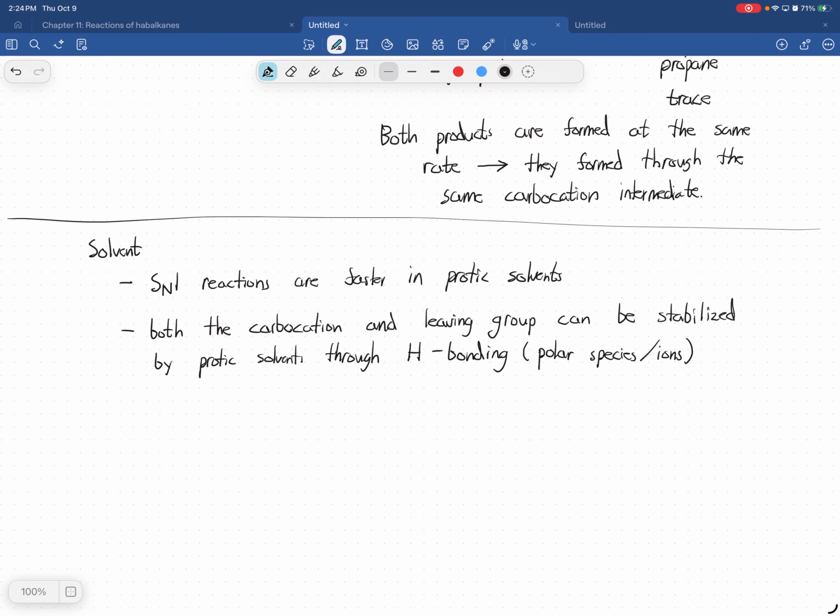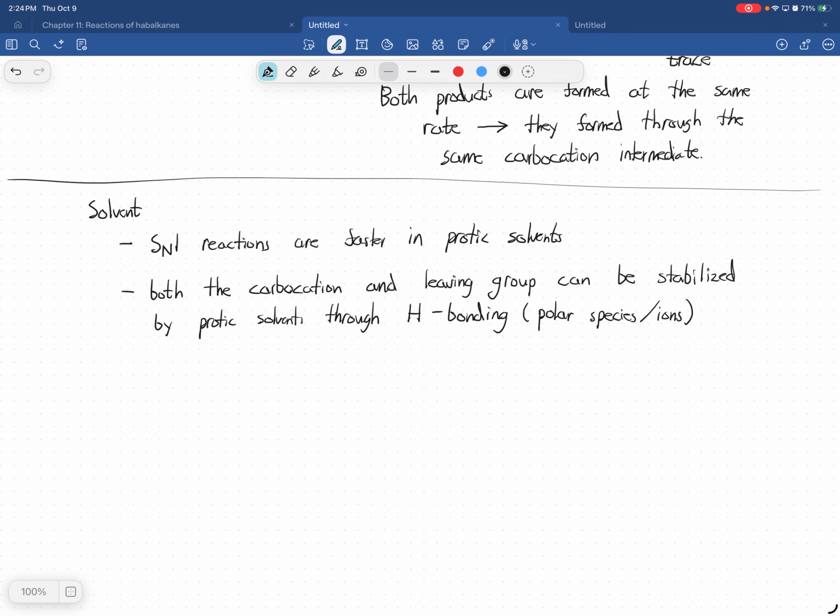Whereas in SN2, the nucleophile is important, so that's why we didn't use protic solvents. They'll interact with them too much, and they'll basically seal them away and won't be able to react. All right, so solvent becomes important. So let's show this by showing two examples of reactions here.